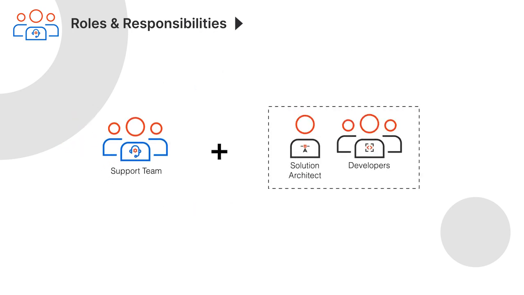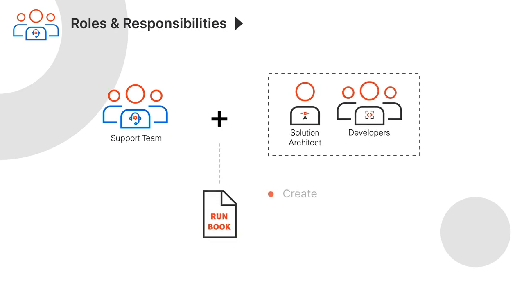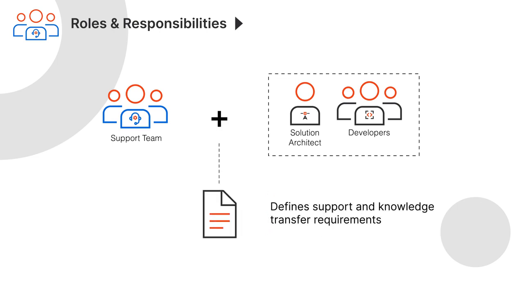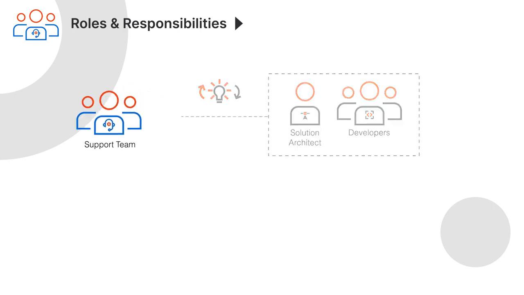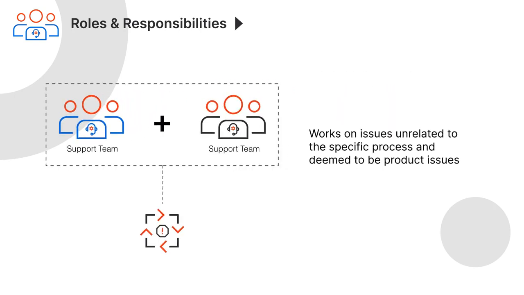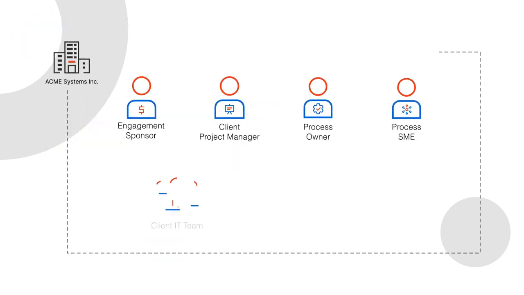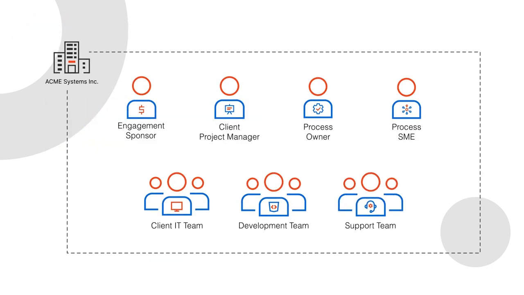Additionally, the support team must collaborate with the UiPath or client solution architect and developers to review code and create, review, and approve the runbook to define support resources and knowledge transfer requirements and engage in knowledge transfer. Lastly, the support team works with UiPath product support on issues unrelated to the specific process and deemed to be product issues. Great! These are the roles and teams involved in the implementation process on the client or business team side.